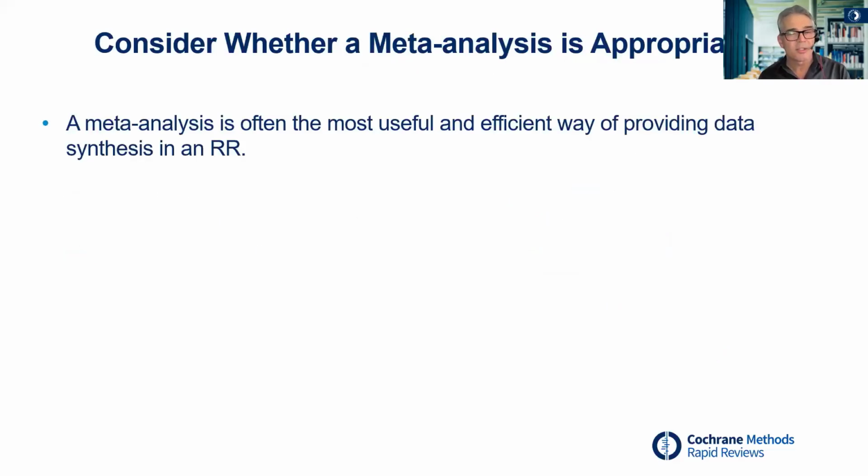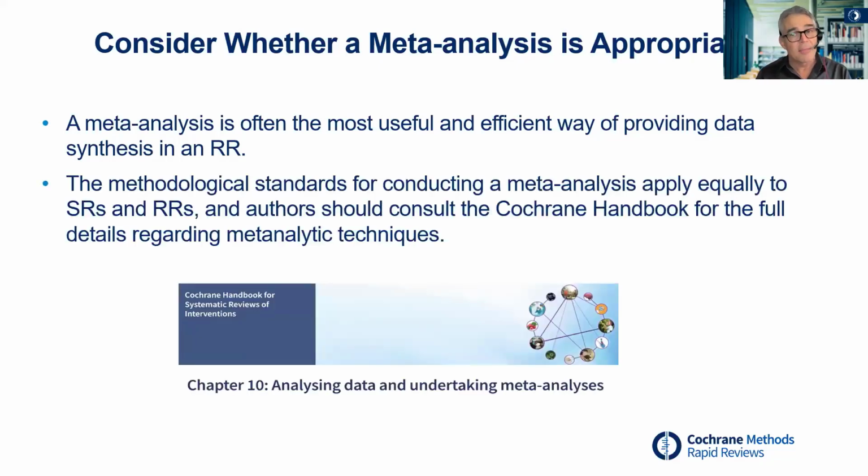Also, always consider whether a meta-analysis is appropriate. Rapid reviews do not preclude meta-analysis. Meta-analyses are usually the most useful and efficient way of providing data synthesis in a rapid review. It is important to remember, though, that the same methodological standards as for systematic reviews also apply to rapid reviews when conducting a meta-analysis. And Chapter 10 of the Cochrane Handbook provides the necessary guidance for meta-analysis.